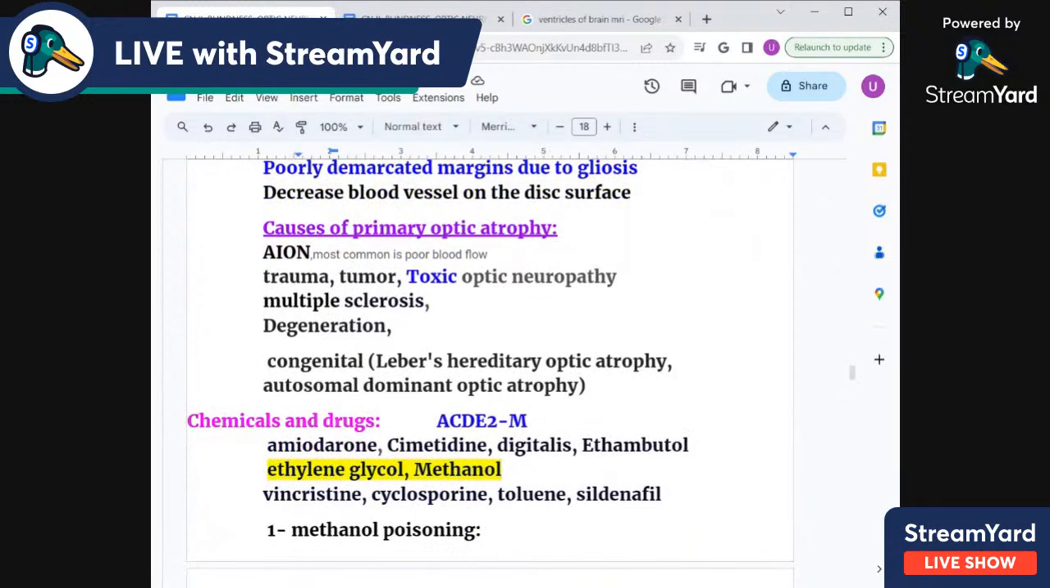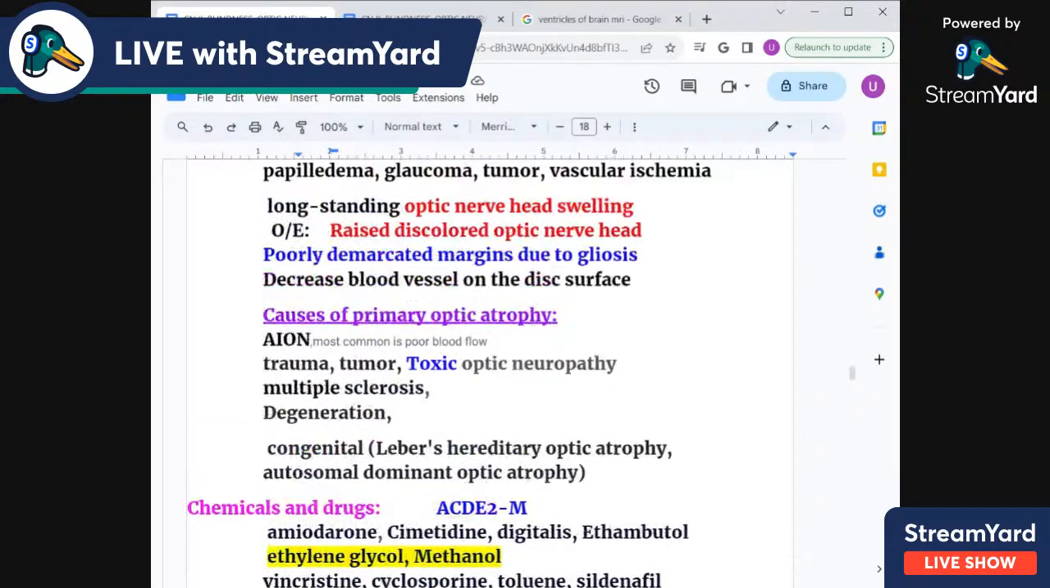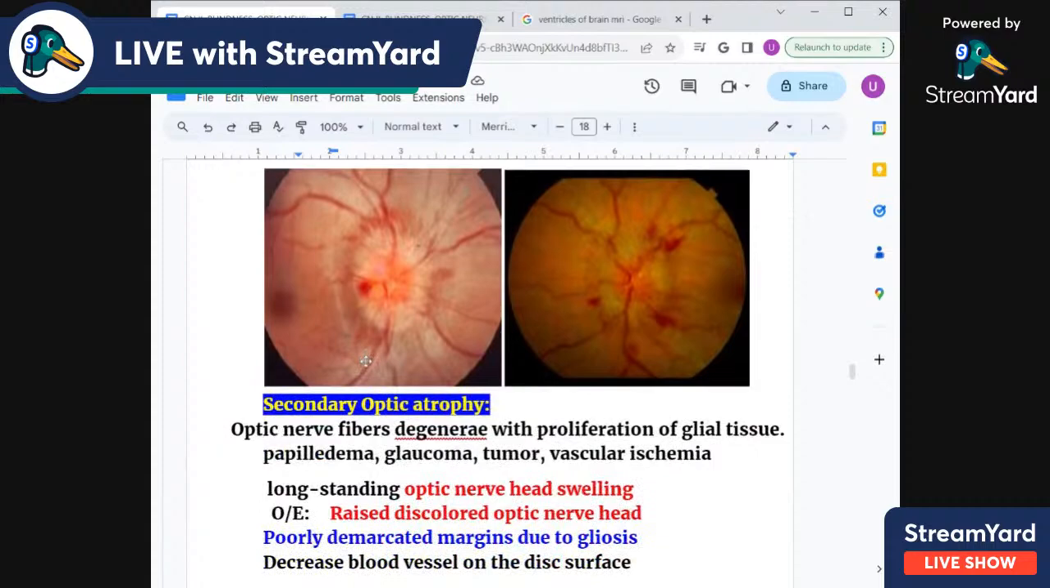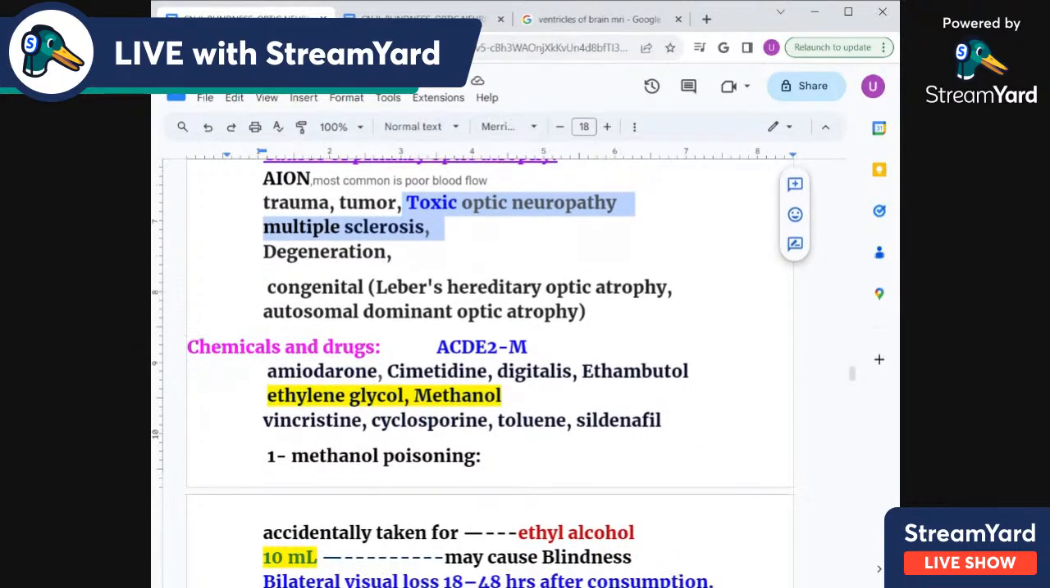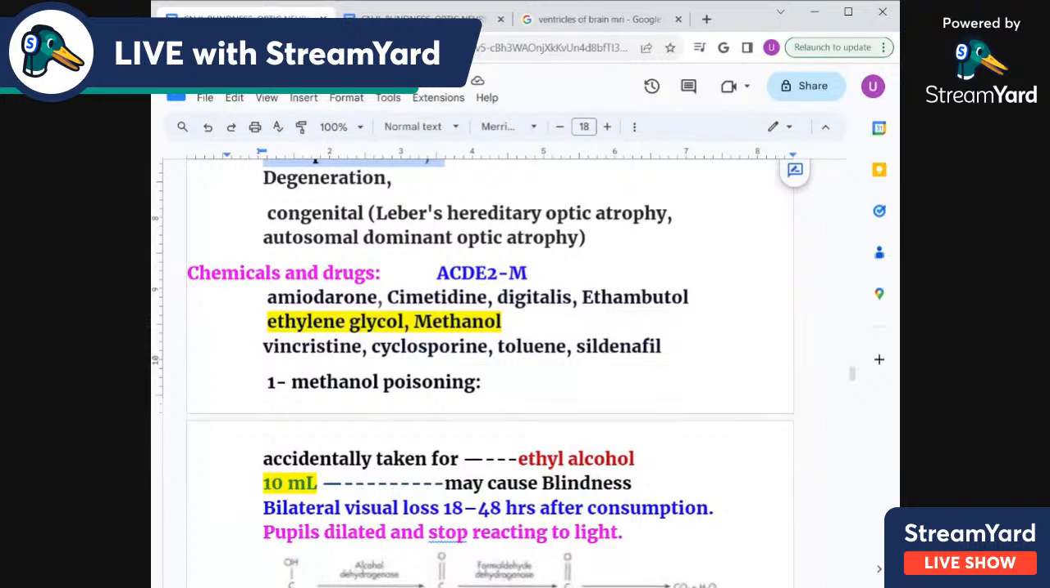And the causes of the secondary optic atrophy, we saw, are tumor, also vascular causes, and papilledema. Whereas the causes of the primary optic atrophy are AION, anterior ischemic optic neuropathy, trauma, tumor, toxins, or drugs, and autoimmune disorders like multiple sclerosis, and degeneration. Congenital causes, Leber's atrophy, and autosomal dominant, they may cause primary optic atrophy.